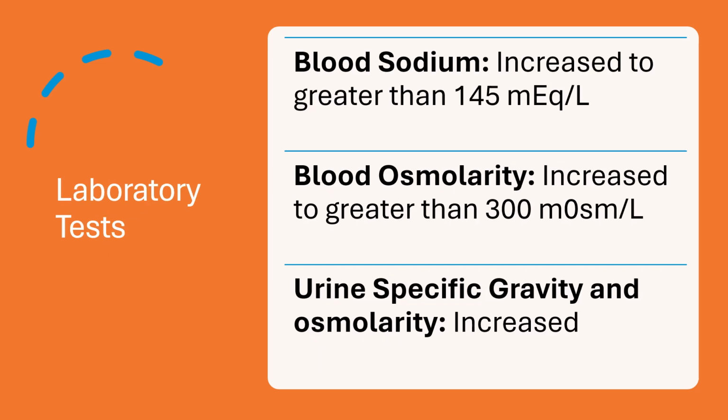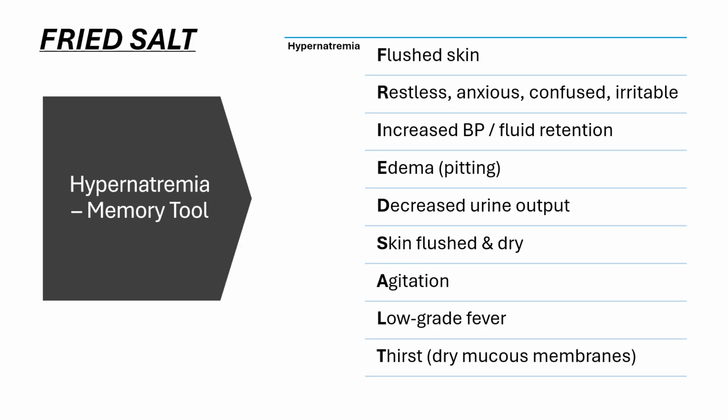The blood sodium is going to increase greater than 145. Blood osmolarity is going to increase to greater than 300, and your urine specific gravity and osmolarity are also going to be increased. Another memory tool is this: fried salt for people that are very hypernatremic.